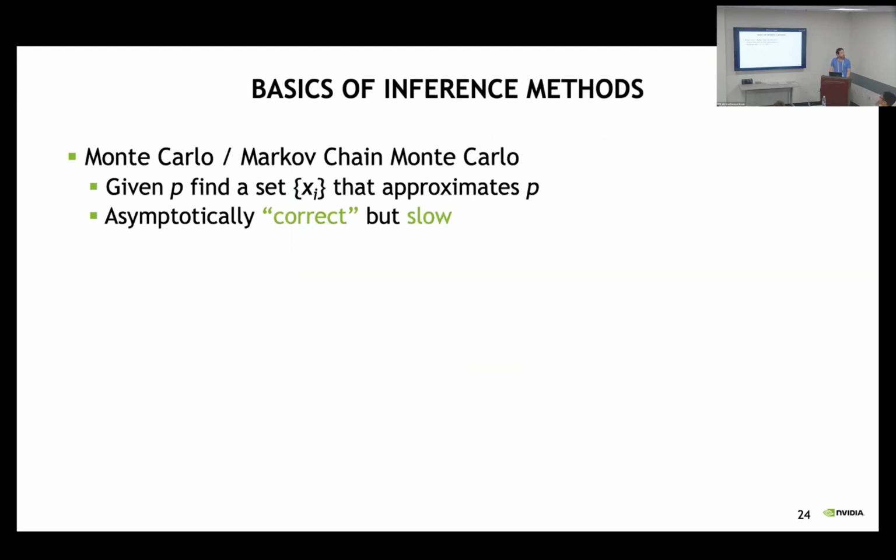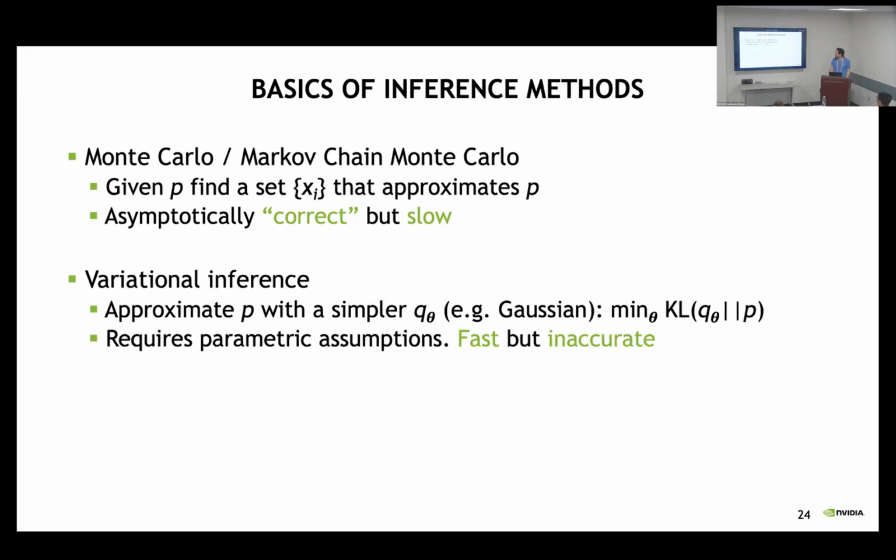So just briefly mention what happened in the stats community since 2-3 decades ago. We used to have MCMC, Markov chain Monte Carlo. There's a lot of theory. We know it works. It's correct, but very slow.